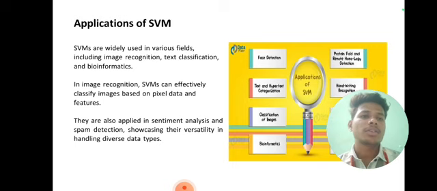To see the applications of SVMs, there are types such as face detection, text and hypertext categorization, classification of images, bioinformatics, protein fold and remote homology detection, and handwriting recognition algorithm.